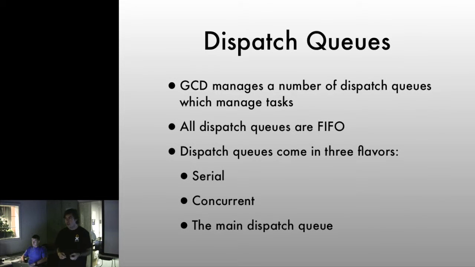The crux of GCD is that it uses a number of what they call dispatch queues to manage these tasks. All of these dispatch queues are first in, first out. That means you just throw tasks into the queue, and at the very least, they'll get started in first in, first out order. They may finish in a different order depending on how long they take. There are three flavors of dispatch queues: a serial queue, concurrent queues, and one main dispatch queue. I'll talk about those in turn.